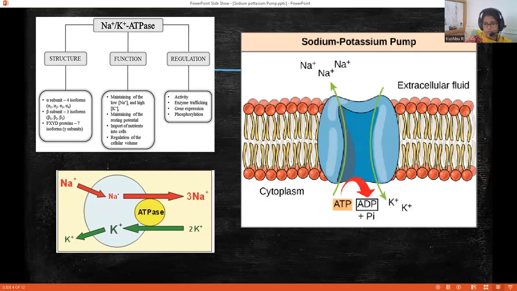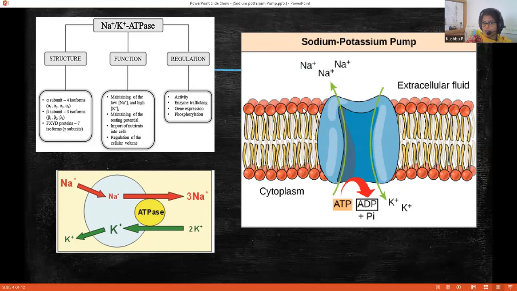Then come its regulatory actions. It maintains the activity of the cell, enzyme trafficking, gene expression, and phosphorylation, all facilitated by the sodium potassium ATPase enzyme. As we see, if this is the structure of your cell, there will be 3 molecules of Na, that is sodium, leaving the cell, and 2 molecules of potassium entering the cell under the influence of the ATPase enzyme. ATPase will hydrolyze ATP to ADP and inorganic phosphate. This is a brief explanation of how the sodium potassium pump works.